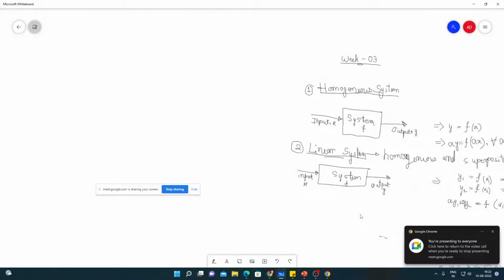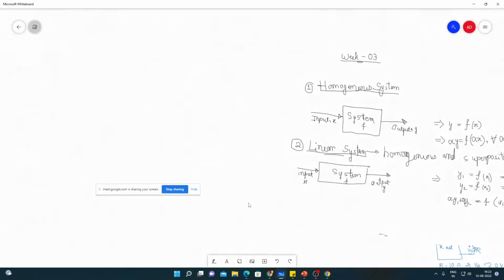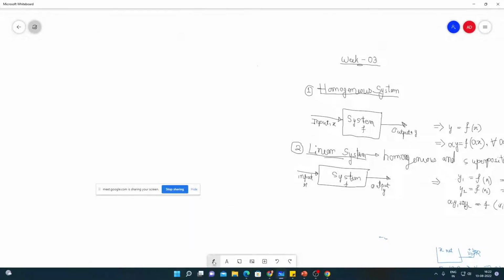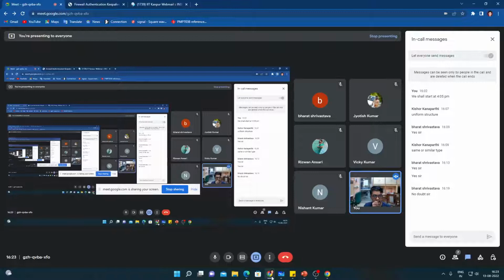Let me give, let's say, a system whose characteristic is of the form y equals mx. Alright, so is it a homogeneous system? Just answer yes or no in the chat box. y equals mx, where x is the input and y is the output. It's a characteristic of the system. m is a constant. Is it a homogeneous system?